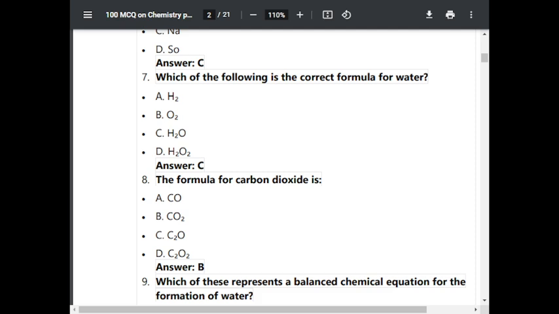Question number 8. The formula for carbon dioxide is? Option A CO, option B CO2, option C C2O, option D C2O2. The correct answer is B CO2. Carbon dioxide formula is CO2.